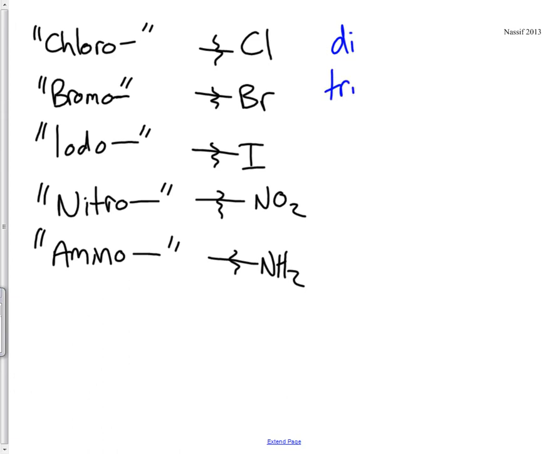Di, tri, tetra, penta. So this is 2, 3, 4, and 5. And these will help us with our naming. And in the next video, we'll get into our alkenes, alkynes, cycloalkenes, aromatics, and our cis and trans.